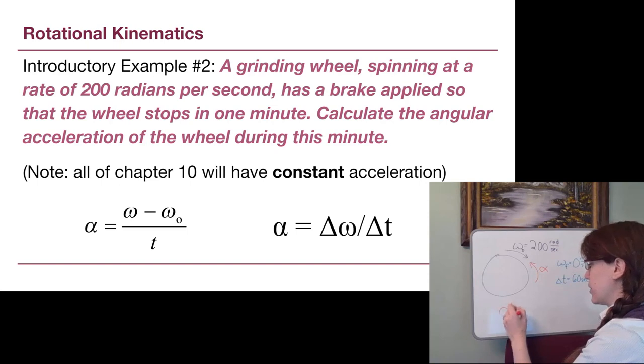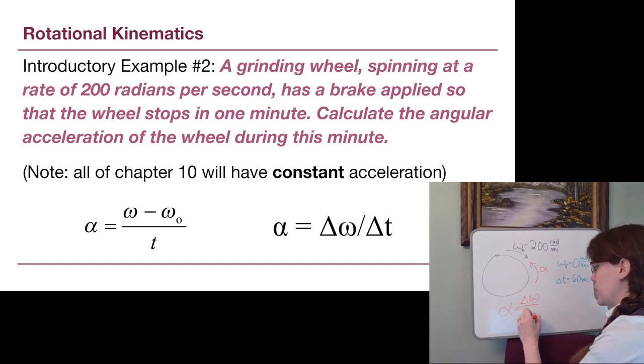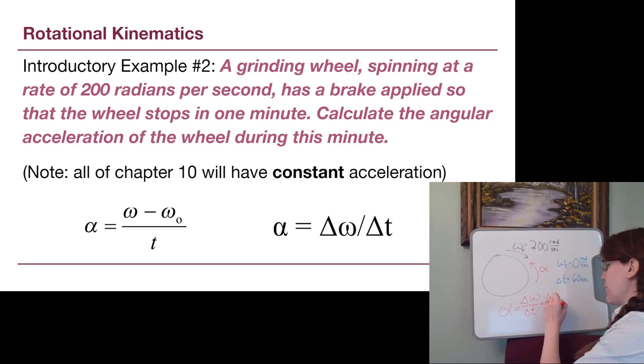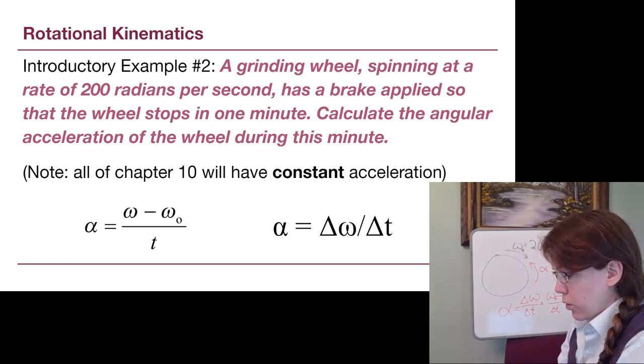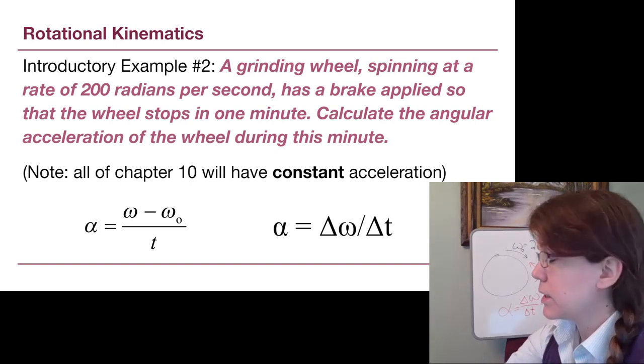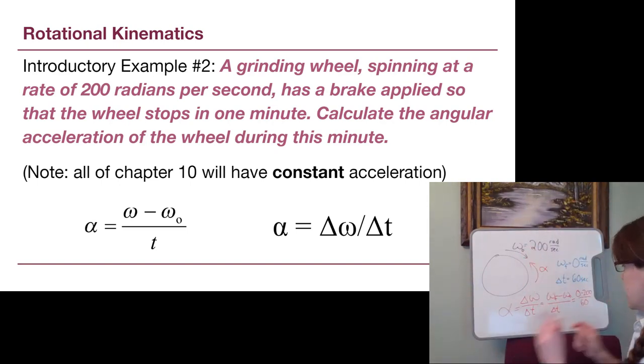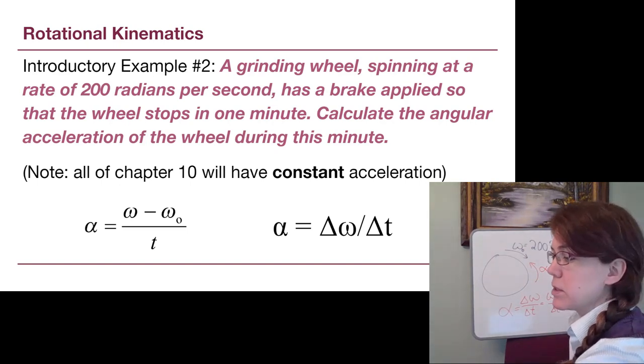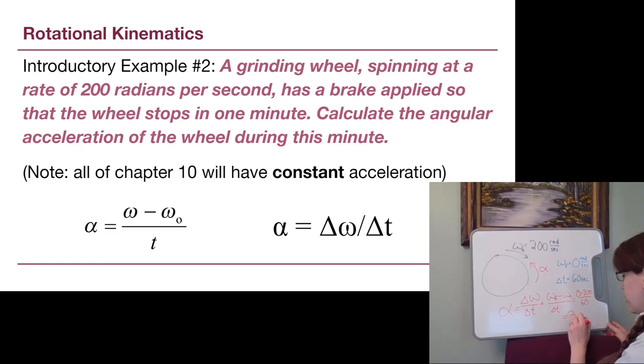Okay, so we have an equation for that, the change in omega over the change in time. That means omega final minus omega initial over the change in time. So 0 minus 200 over 60. So we know that it's going to come out to be negative because it's opposite direction. And if we look, 0 minus 200 is going to ensure that negative number happens. And so we get negative 3.33 radians per second squared.